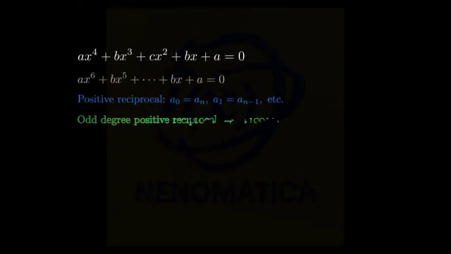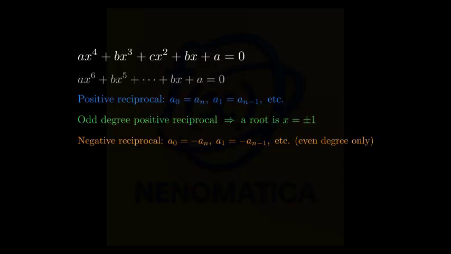A reciprocal equation has symmetric coefficients reading from the outside in. For a positive reciprocal of even degree, the first equals the last, the second equals the second from the end, and so on. For odd degree reciprocals, one of the roots is plus 1 or minus 1. Negative reciprocal equations use alternating signs with symmetry and cannot be of odd degree.